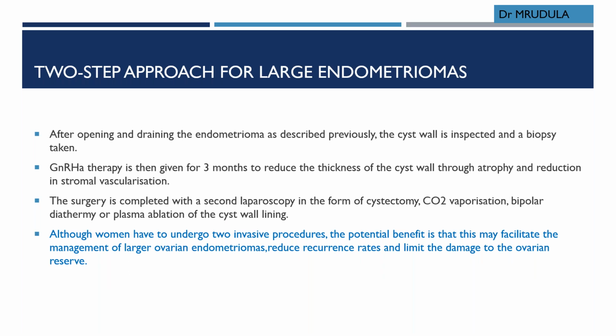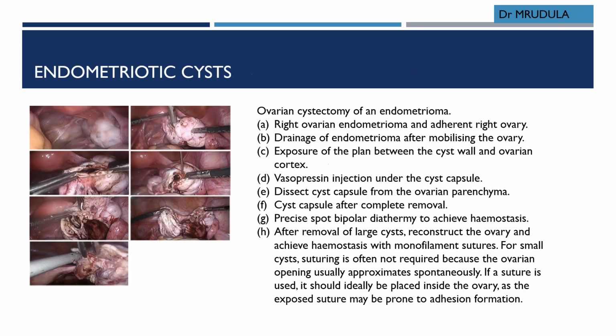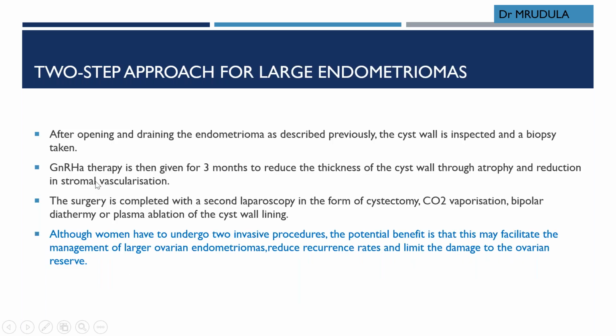Now for large endometriomas, you can go for two-step surgery. So what is this two-step approach? First, as I told you previously also, drain the endometrioma. Okay. First mobilize the ovary, take an incision on the antimesenteric border, drain the endometrioma, and after the drainage of the endometrioma, just inspect the cyst wall, take a biopsy for the diagnosis. Then abandon the procedure there only.